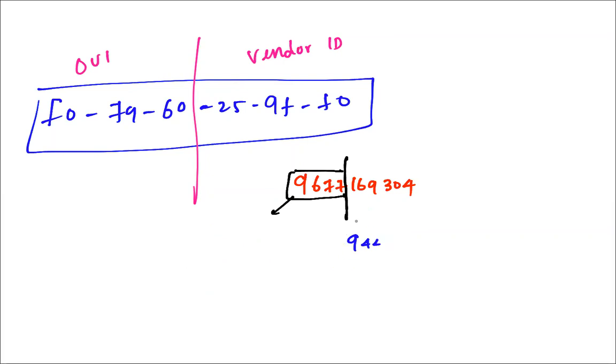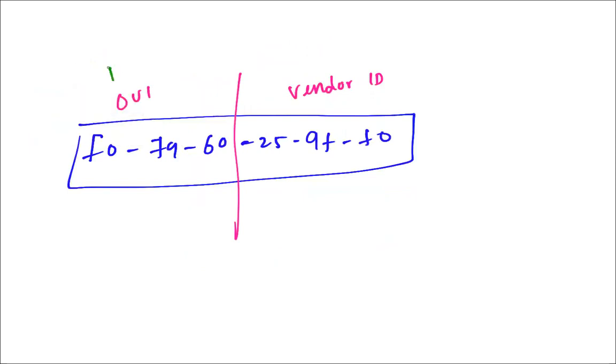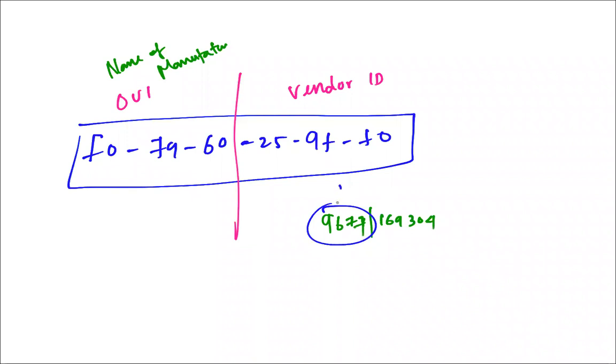Now how do you understand the same thing? In the same way, the first six characters say the company, the name of the manufacturer. And the remaining characters are what the manufacturer gives to us. For example, 9677 belongs to Airtel. This is the prefix portion, and then he gave me this 169304. The prefix, this 9677, he got from the government. And after getting this prefix, he gave me the remaining six characters. This is the company's choice.